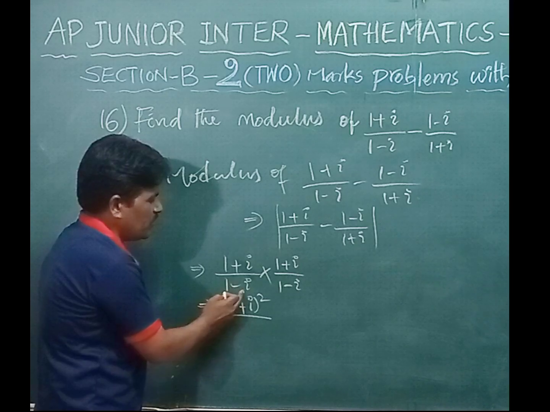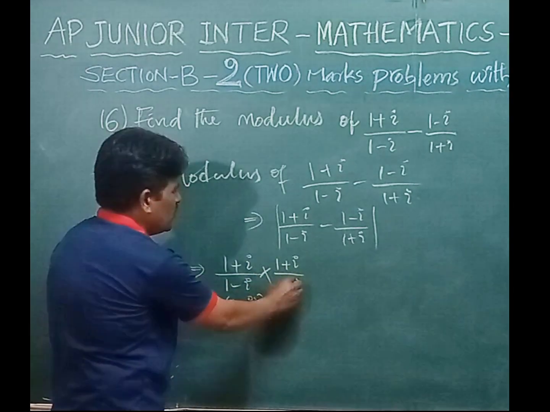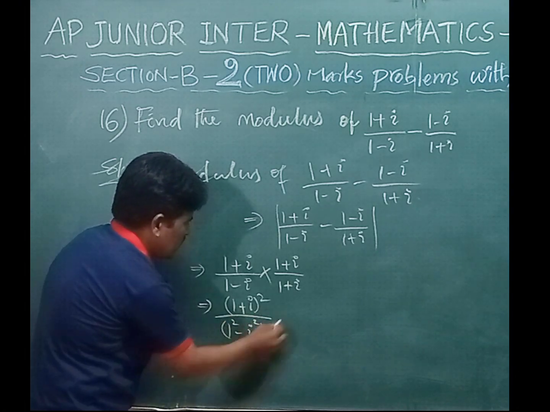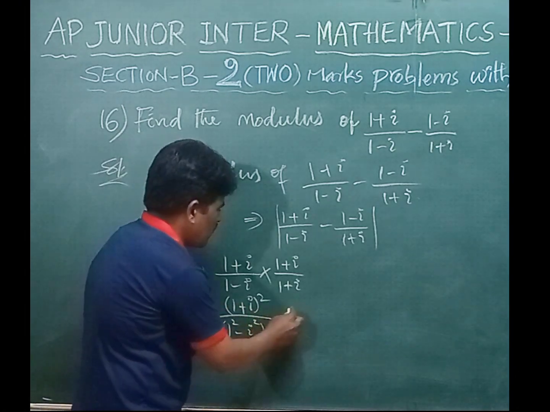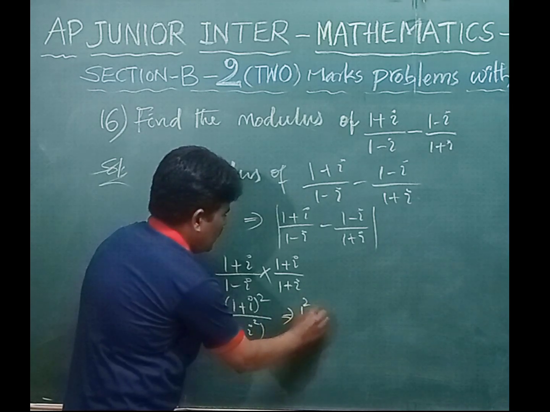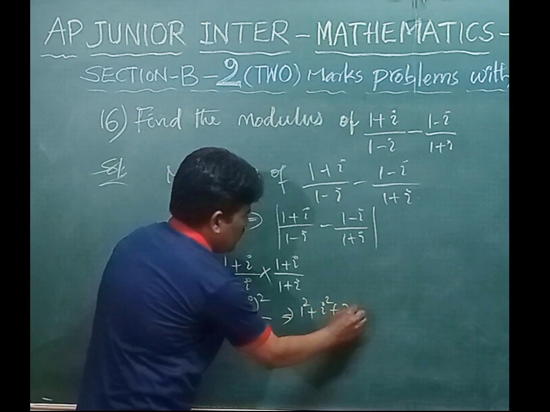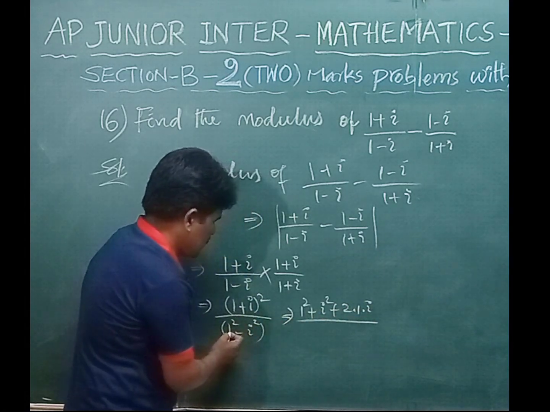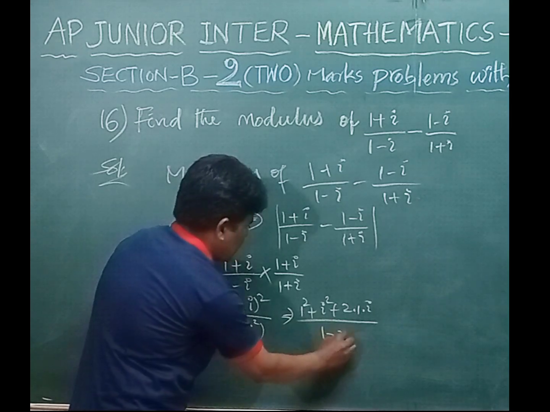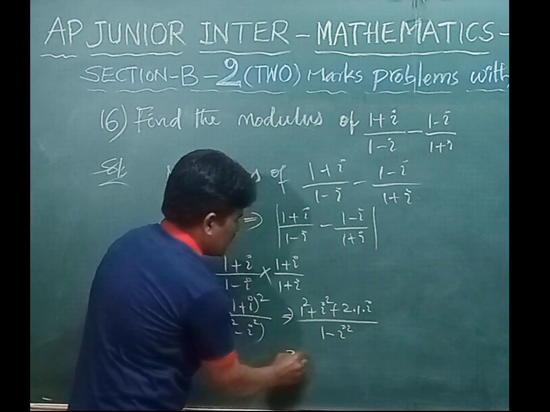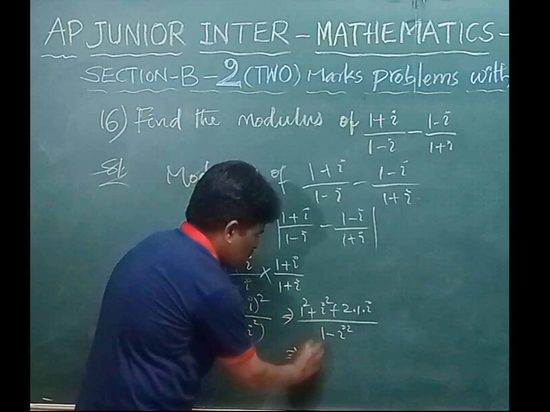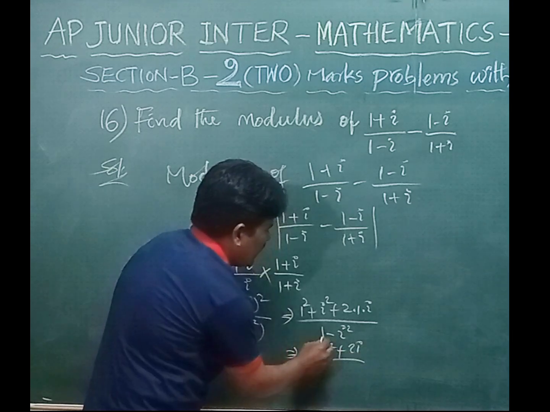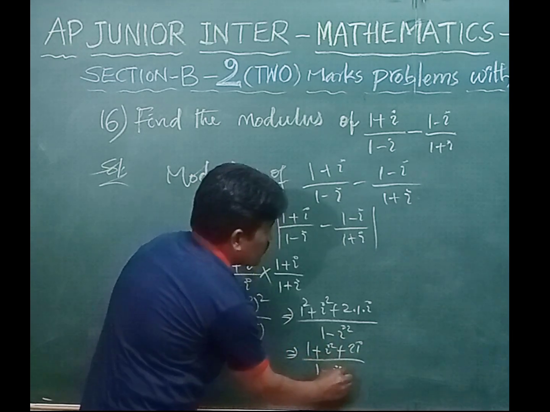That equals, this is (a plus b) whole square form, and the denominator is (a minus b) into (a plus b) form, that is a square minus b square iota square. So the numerator is a square plus b square iota square plus 2ab: 1 square plus iota square plus 2 into 1 into iota, over a square minus b square, meaning 1 square minus iota square. Yes.